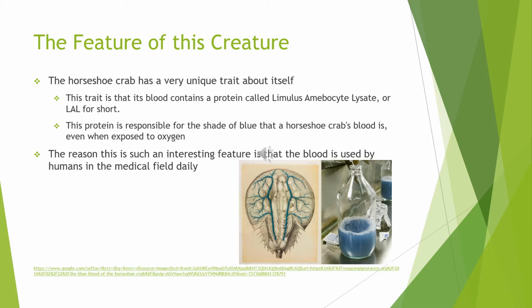So what is the actual feature of this creature? The horseshoe crab has a very unique trait about itself. This trait is that its blood contains a protein called Limulus amebocyte lysate, or LAL for short. This protein is actually responsible for the shade of blue that a horseshoe crab's blood is. This blue actually stays intact when exposed to oxygen as well. And the reason this is such an interesting feature is that this blood and the protein within the blood are used by humans on the daily in the medical field.